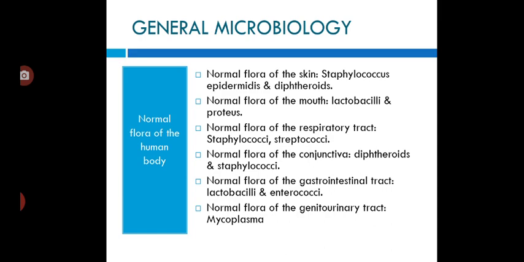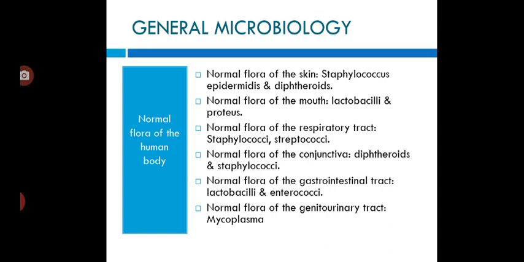Normal flora refers to microorganisms that inhabit the skin and mucous membrane of the normal human body without causing any disease or infection. The organisms normally present on the skin, some examples are Staphylococcus epidermidis and diphtheroids. Some organisms that are normally present in the mouth are Lactobacilli and Proteus.